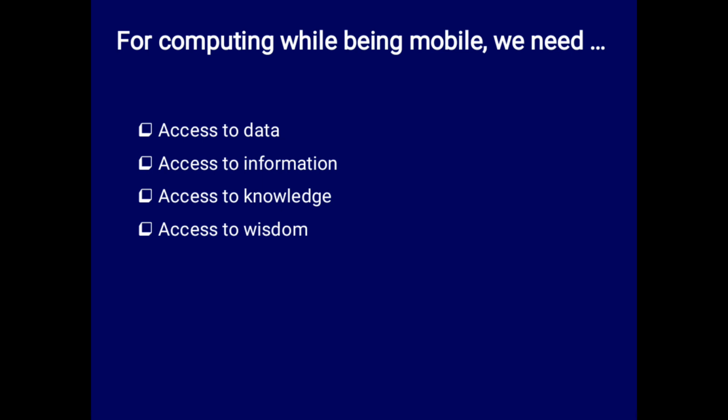These are the four requirements when we want to go mobile. We want to access the device anywhere, anytime, any device. Access to data, access to information, access to knowledge, and access to wisdom. We should have all these four. They are a continuum: data, information, knowledge, wisdom. We should have access to all of them. Especially if we can have access to wisdom, we have everything.